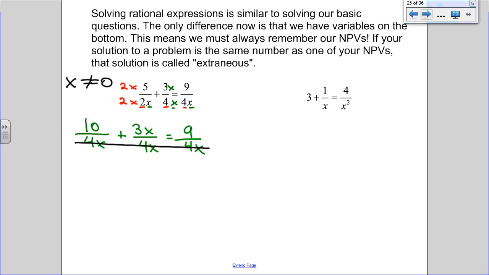Please, when you're doing addition and subtraction of these things, don't just cancel out your denominators because you think you can. It only works when you're trying to solve.